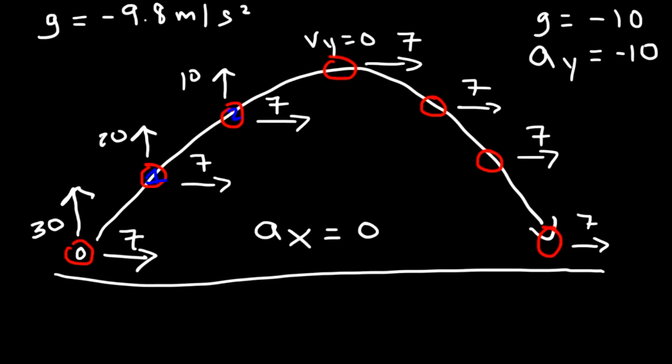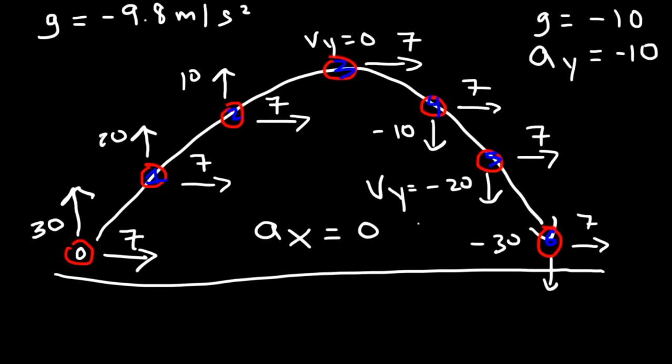So this is going to be 2, 3, 4 seconds later. Vy is going to be negative 10. 5 seconds later, negative 20. 6 seconds later, negative 30. Now here's a question for you. What is the vertical velocity and the speed 5 seconds later? The vertical velocity, Vy, is negative 20. The speed is positive 20.